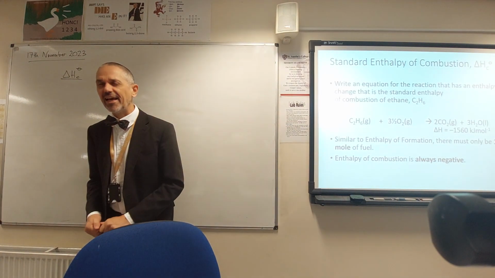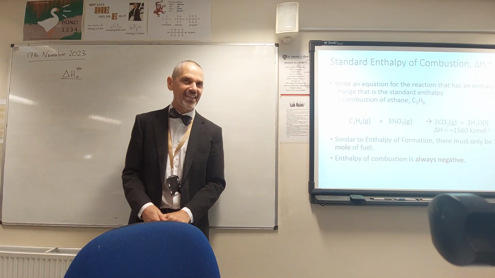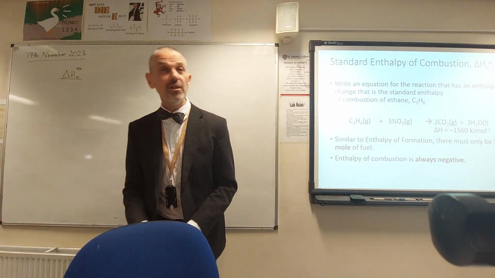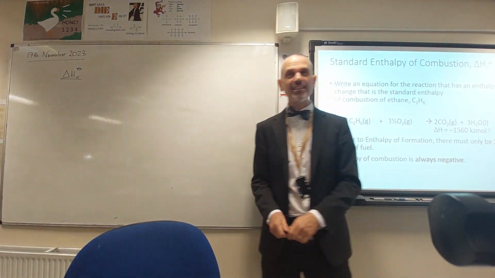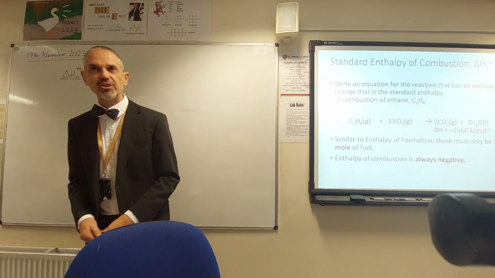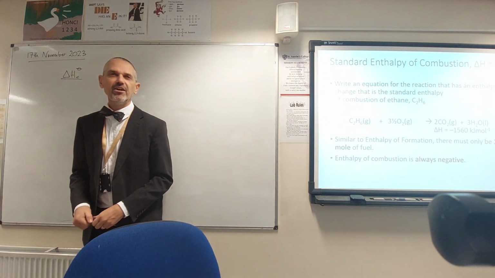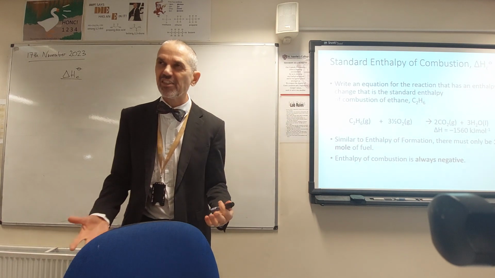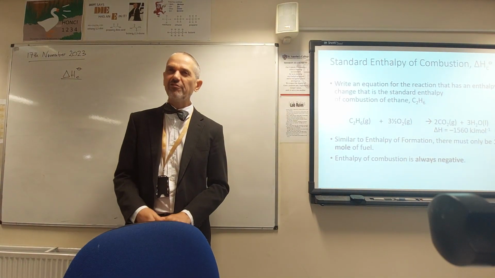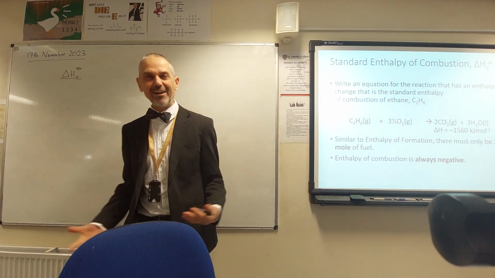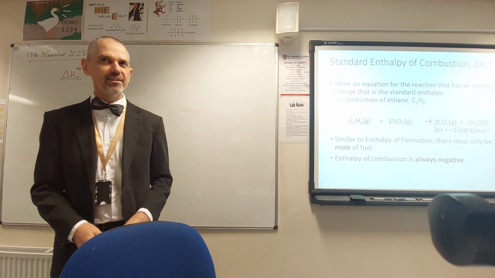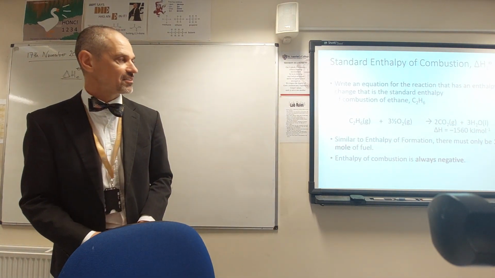And just that reminder, enthalpy of combustion is always negative, and for a fuel is usually a pretty big negative number, usually 1,000, 2,000, 5,000. If you're burning octane, which is the main fuel in petrol, you're getting thousands of kilojoules per mole. That's why we keep putting it in our cars.